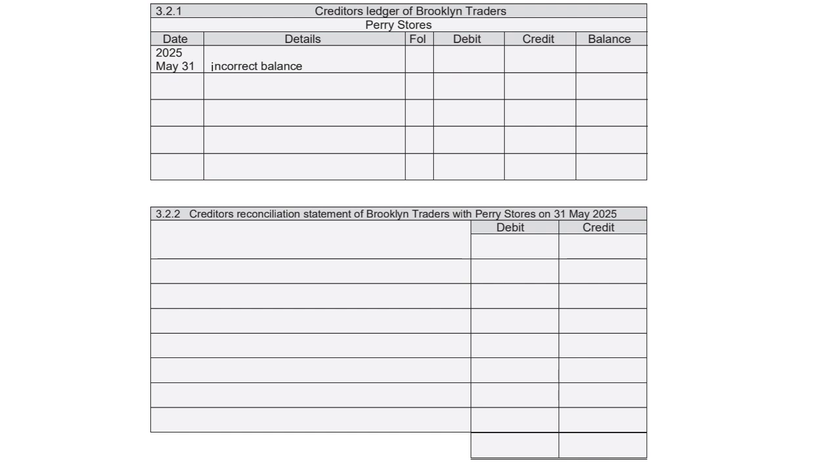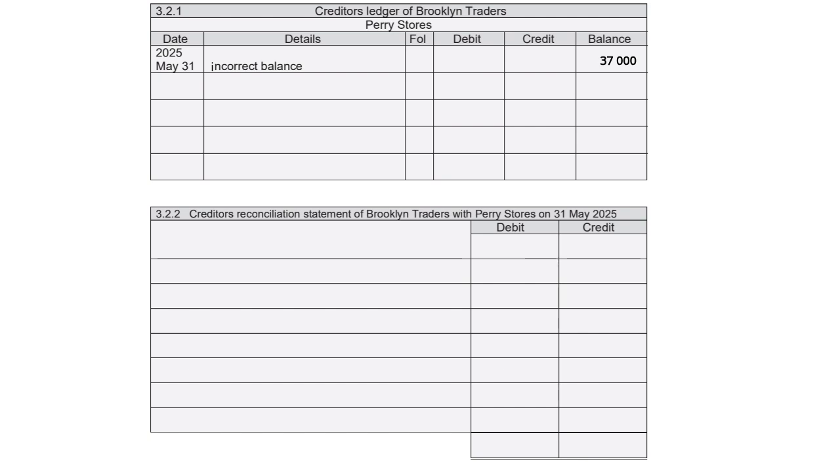We know that this is an incorrect balance because of errors and omissions that would have taken place that we need to fix. So under 3.2.1, you're going to write incorrect balance under details, and then we are going to transfer our 37,000 balance so long.